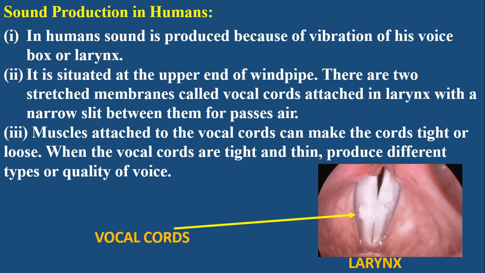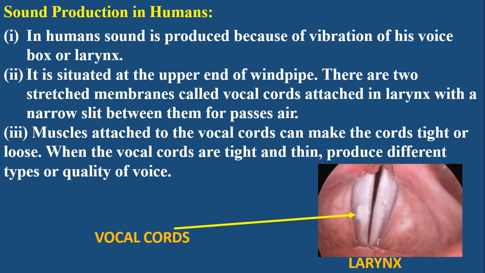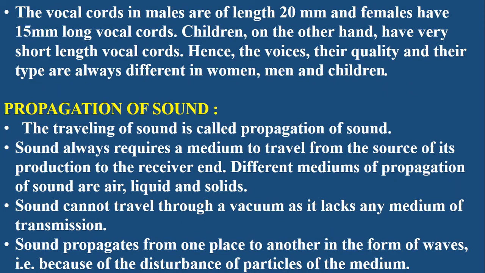Now we discuss how sound is produced in human beings. In human beings, there is a voice box which is called larynx. In the larynx, as we see in the picture, vocal cords are present. Due to the vibration in these vocal cords, sound is produced. Muscles attached to the vocal cords make the cords tight or loose, due to which different kinds or quality of sound is produced. The difference in sound of man, woman and child depends upon the different lengths of vocal cords present in the larynx.